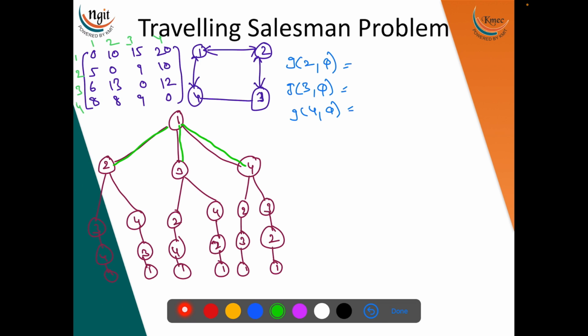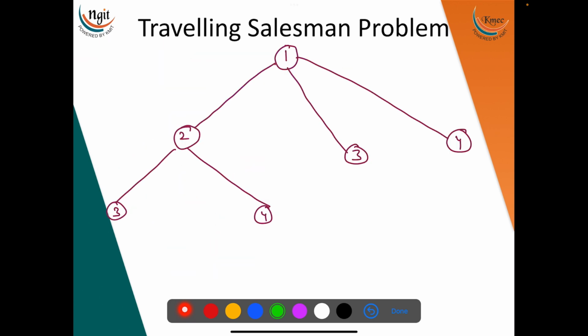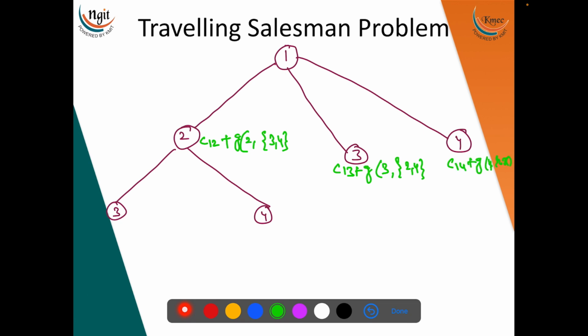So here at 2, what is the cost? The formula is C I K. I is 1, the start vertex is 1. 2 is the K value. So from the set, I took 2 as my K value. So now plus G of K comma, K is 2 comma, the leftover vertices are 3 comma 4. So this is what I have to write here. Now what is the formula over here? The same. C13 plus G of 3 comma 2 comma 4. The same here: C14 plus G of 4 comma 2 comma 3.